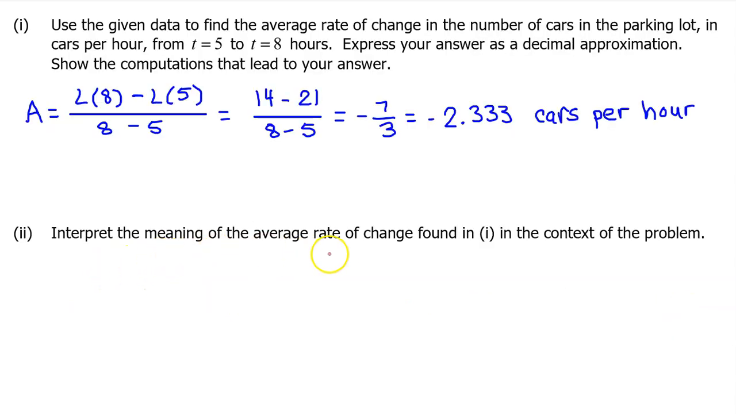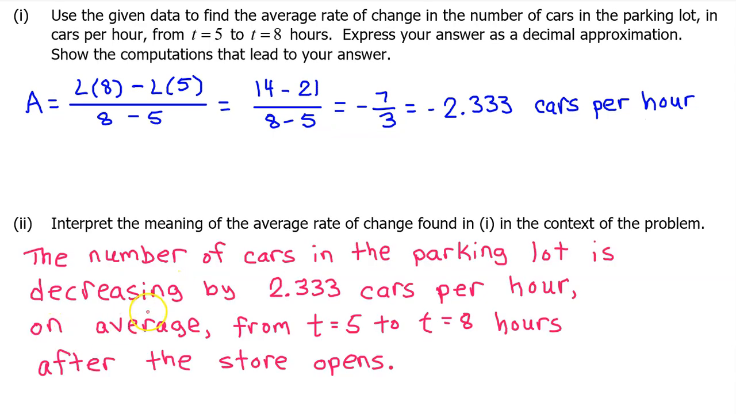Part 2. Interpret the meaning of the average rate of change found in part 1 in the context of the problem. I'm going to show you 2 different ways to interpret the meaning. The first way is to say the number of cars in the parking lot is decreasing by 2.333 cars per hour on average from t equals 5 to t equals 8 hours after the store opened. Notice that the negative sign is expressed by the word decreasing.